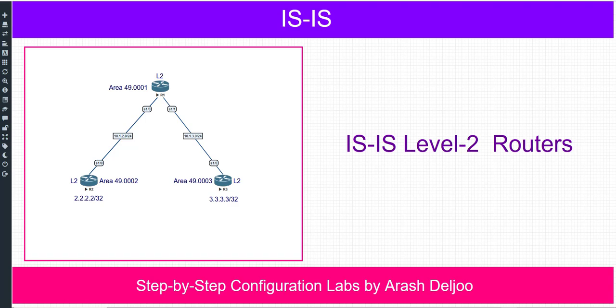In this scenario, I'm going to show you how we can configure ISIS level 2 routers. Actually, in this scenario, we have three routers, router 1, router 2, and router 3. I want to configure all of them as level 2 routers.